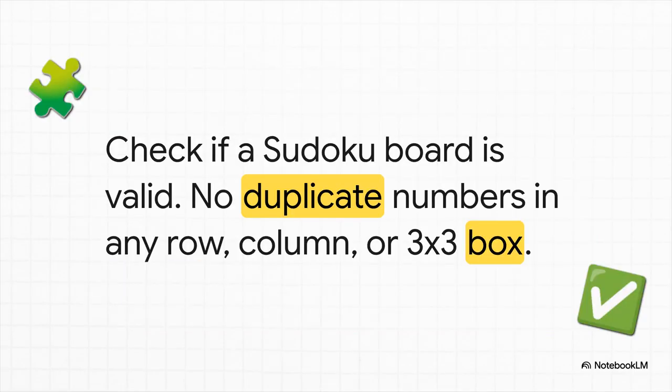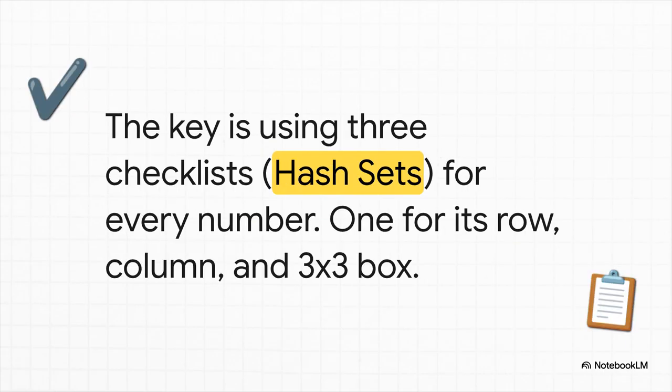Okay, so a hash map is amazing for finding pairs, but what about just checking for duplicates? And what if you have to check for them in multiple places all at once? A perfect problem for this is verifying a Sudoku board. You know the rules. No duplicate numbers in any single row, any single column, or any of the 9 3x3 boxes. So what's the trick? You guessed it, hash sets. We'll use them as our checklists.